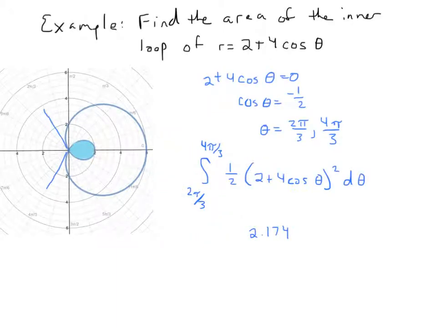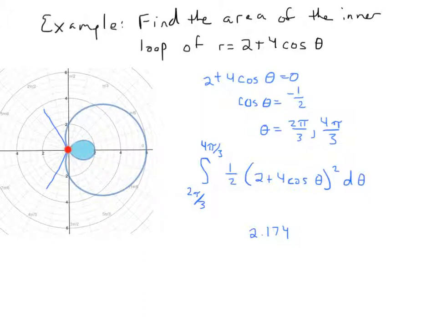So for an example, we can use an integral to find the area of the inner loop of the graph of r equals 2 plus 4 cosine theta. The first thing we need to do is figure out, well, what does the graph look like? So we can draw a graph of that. I used Desmos, but you can use any graphing app or your calculator, or do it by hand. So we have the inner loop that we're looking at, and I've shaded it in here so that we can see that's the area we're looking for.